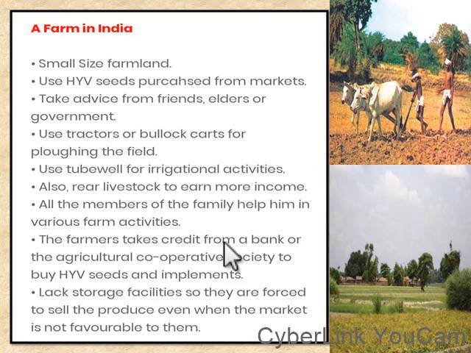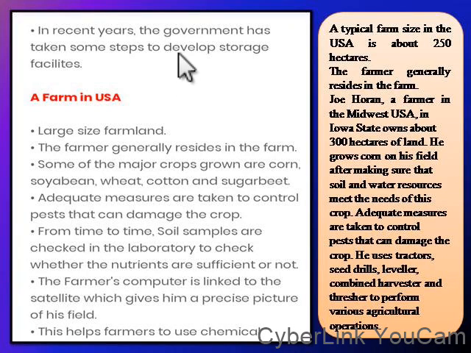The farmers take credit from a bank or the agricultural cooperative society to buy HYV seeds and implements. Due to lack of storage facilities, they are forced to sell the produce even when the market is not favorable to them. In recent years, the government has taken some steps to develop storage facilities in India to help Indian farmers.